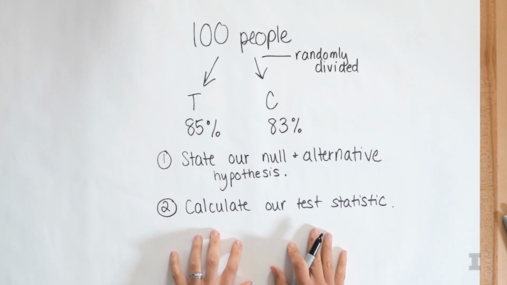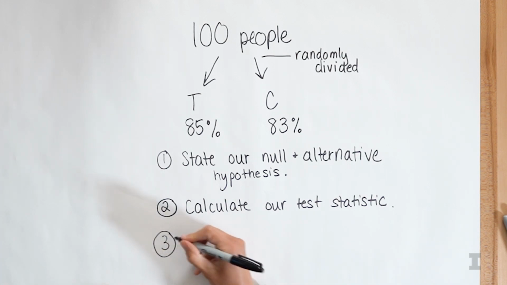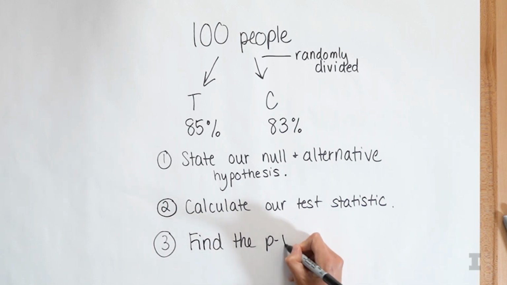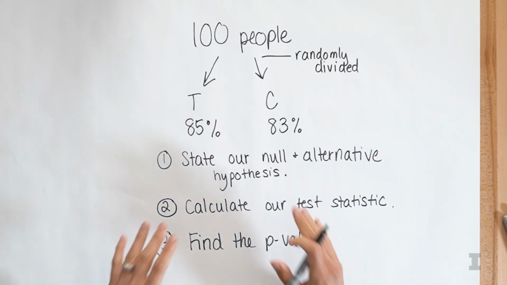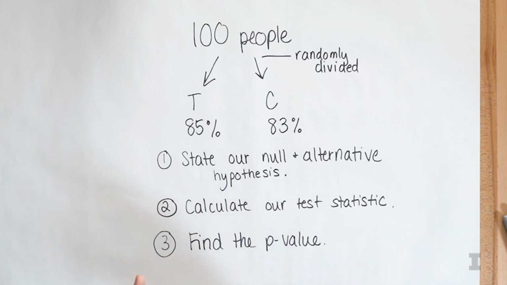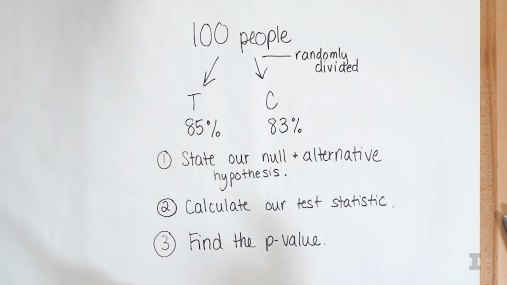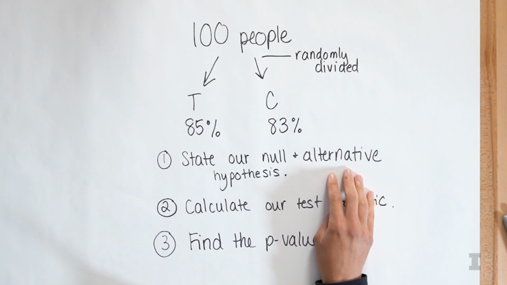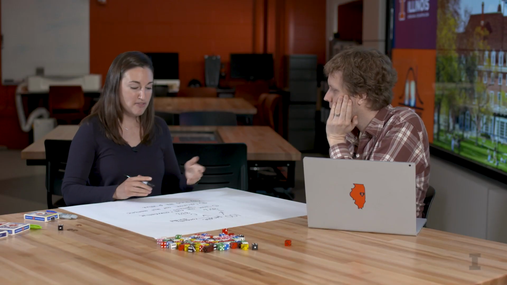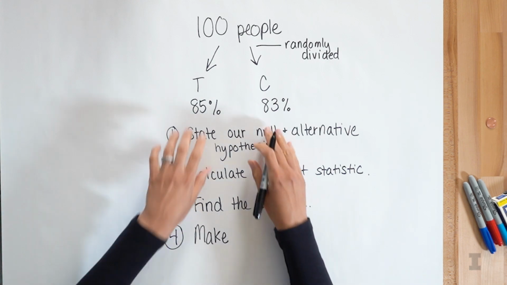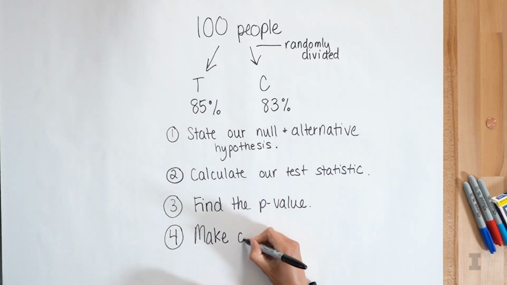And then after we have our test statistic, we can find something called the p-value. The next step is to find the p-value. The p-value is the probability that we would get our data or something even more extreme, an even bigger difference in this case, just by chance. If our p-value is low, if the probability of getting this difference by chance is low, then that suggests there might be evidence of the alternative. So we would find this p-value, and then lastly, we would make our conclusion. Did the drug work or not? Is there evidence of that?